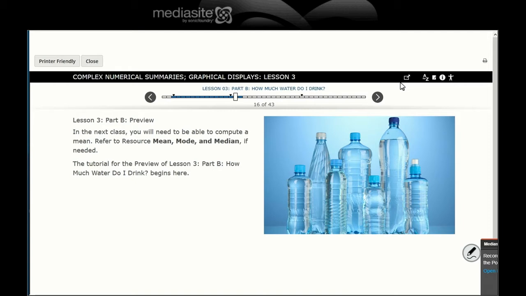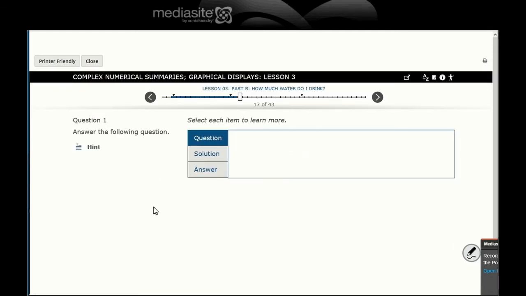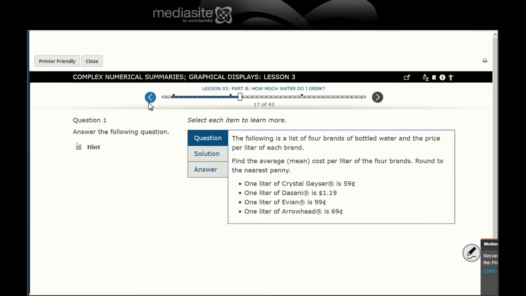In the next class you will need to be able to determine and compute a mean. Refer to the resource, mean, mode, and median if needed. And if you need to figure out what the resource is, go back to lesson 0, and there'll be a short video on how to find these resources. So let's go through it.